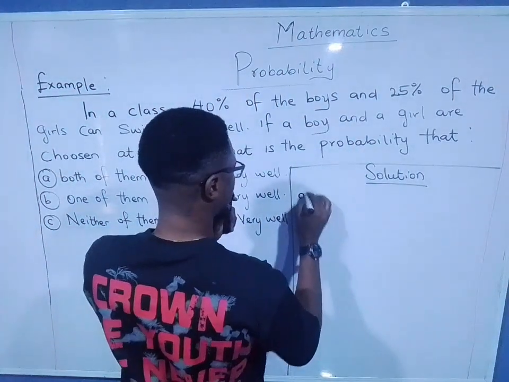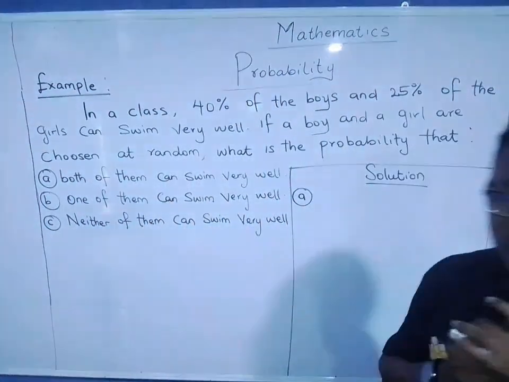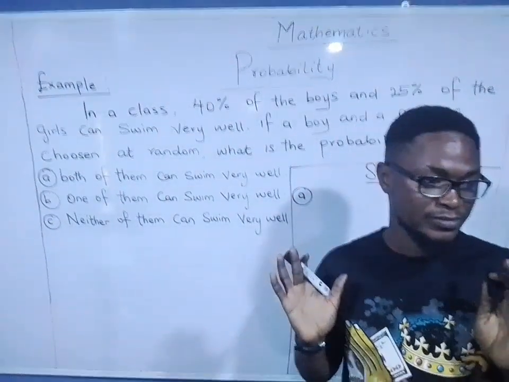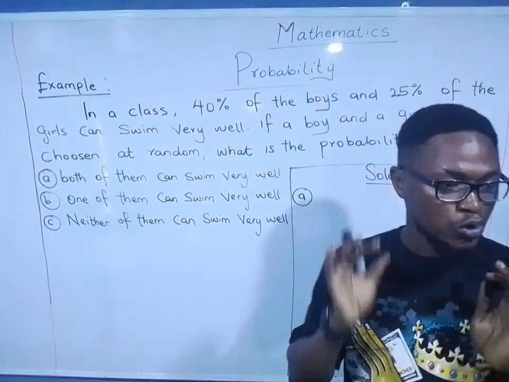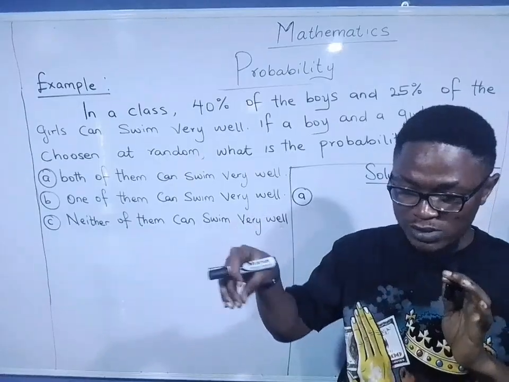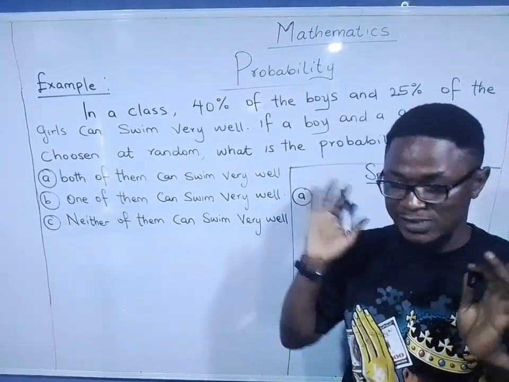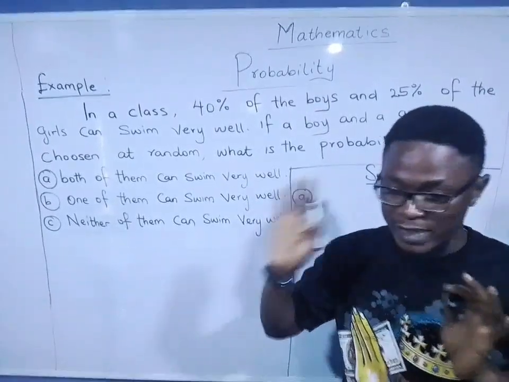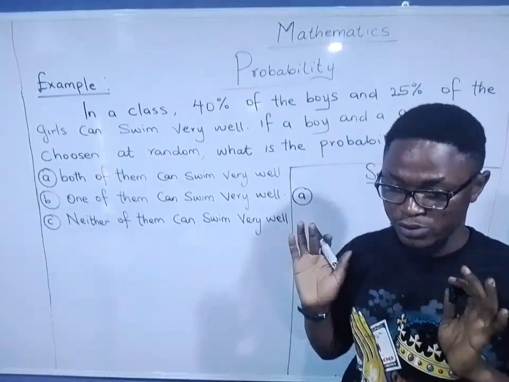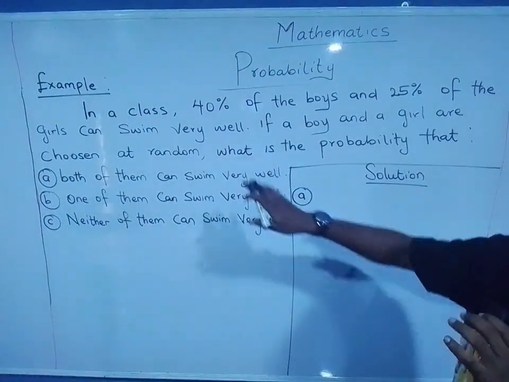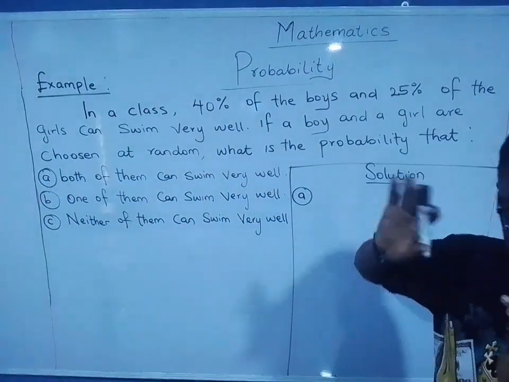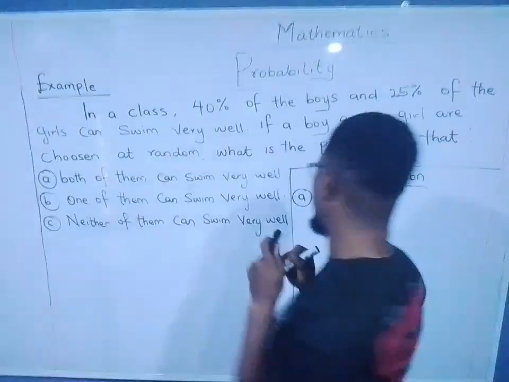swim very well? So this is a part of mathematics where we also use English. When they say both, what do they mean by both? First of all, you need to pick what? The sample point. That's what is going to help you get the probability for the question. So what do they mean by both? These are the percentages of the boys that can swim. You know what? Let me even write it first.